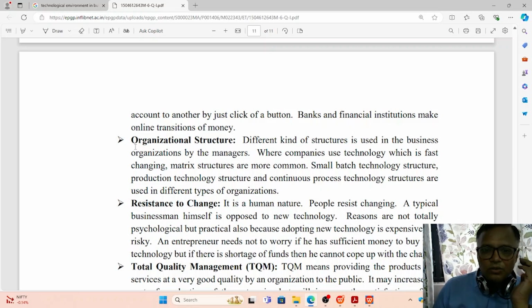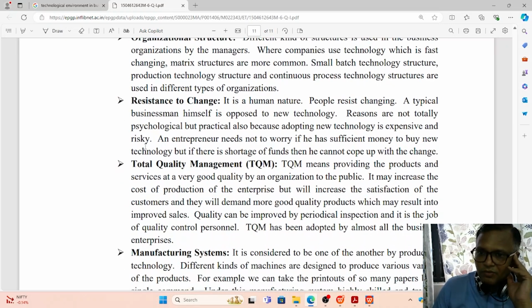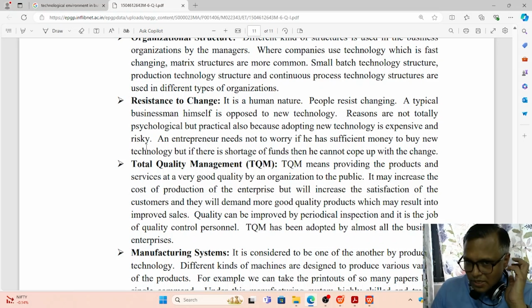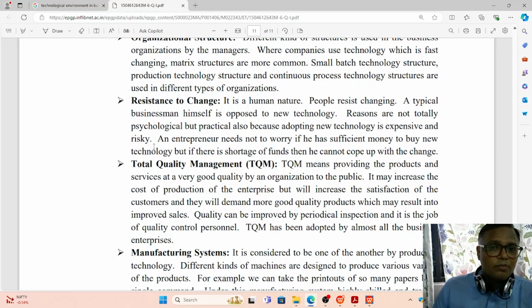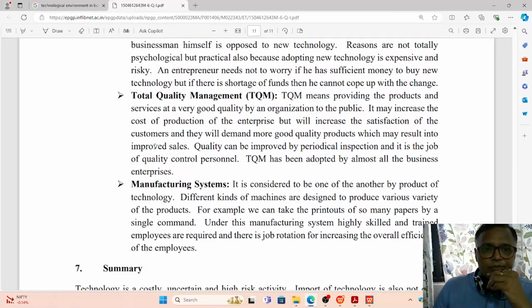Further is the resistance to change. It is human nature, people resist changing. A typical businessman himself is opposed to the new technology. The reasons are not totally psychological but practical also, because adopting a new technology is expensive and risky. An entrepreneur need not worry if he has sufficient money to buy the new technology, but if there is a shortage of funds, then he cannot cope up with the change.